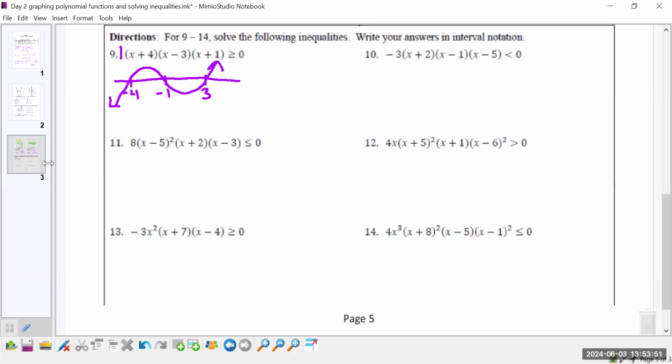Okay, single zeros. Where is it greater than or equal to 0? Between -1 and -4 inclusive, and 3 to infinity.